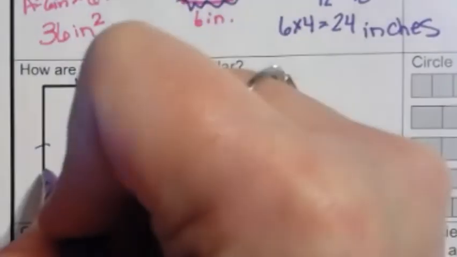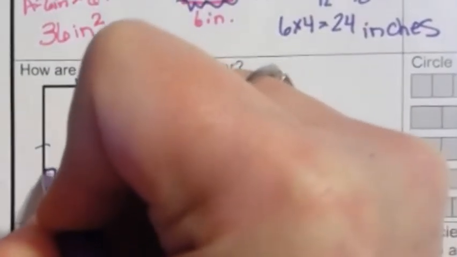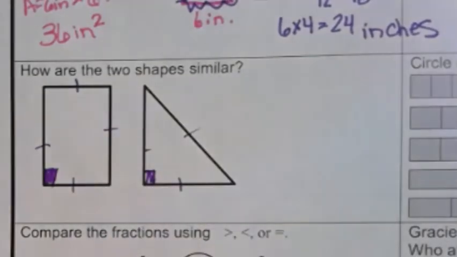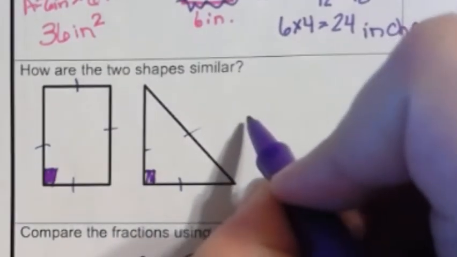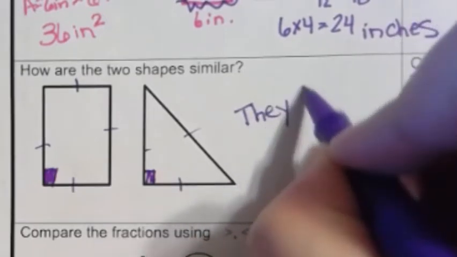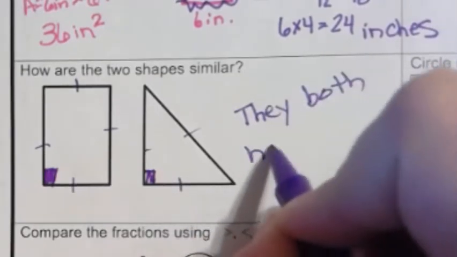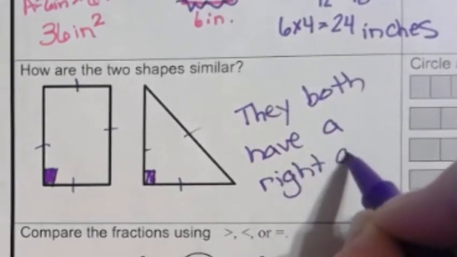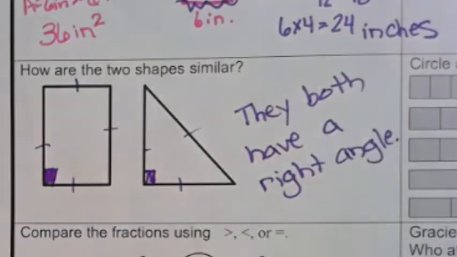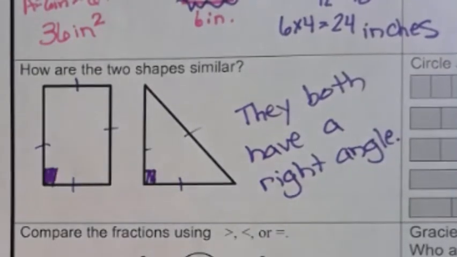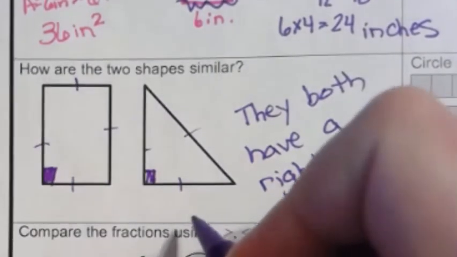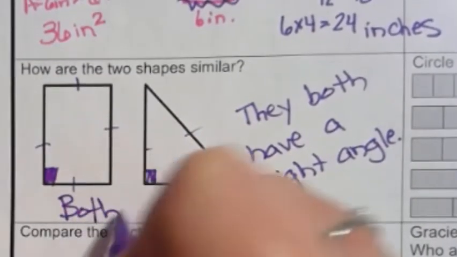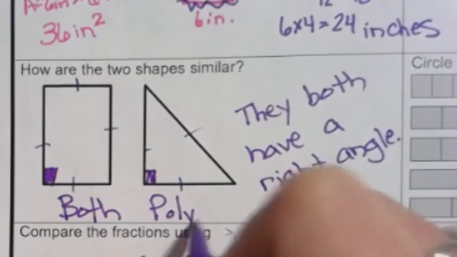Ooh, a right angle means it's a square angle. So I could draw a square in that angle. They do both have a right angle. I like that answer. They both have a right angle. I think you're right, Miss Powell. I know something else we could say. They are both polygons. Oh, yes. What is a polygon? Can you remind me? A polygon has straight, flat, closed sides.